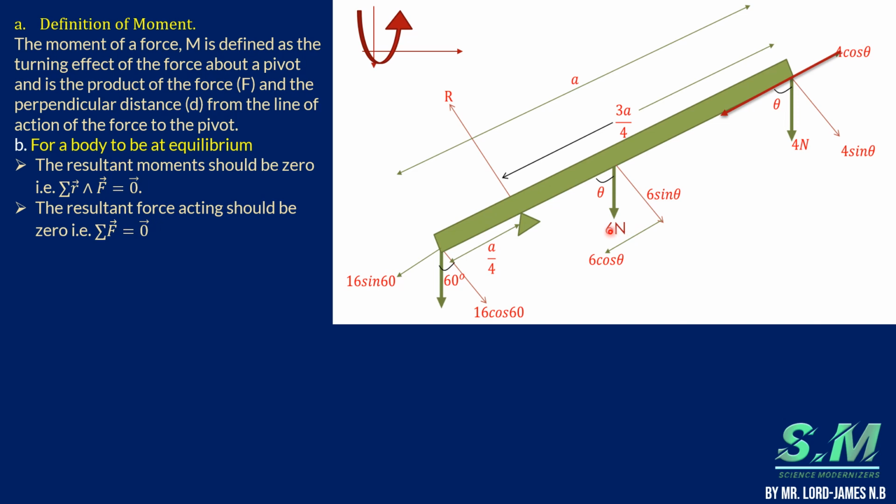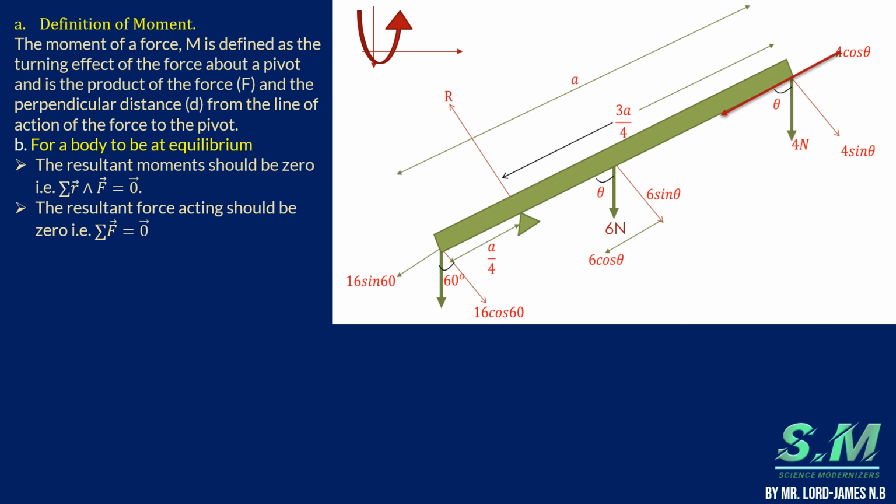So from here we get that the weight of the beam is 6 newton, and we are asked to calculate the value of theta for which this system will be at equilibrium. So definitely we begin by resolving the forces. Now this is a pivot given to us, and on this pivot there is definitely going to be a reaction force R. The length of the beam was given in the question to be A, and this force of 4 newton was given in the question.